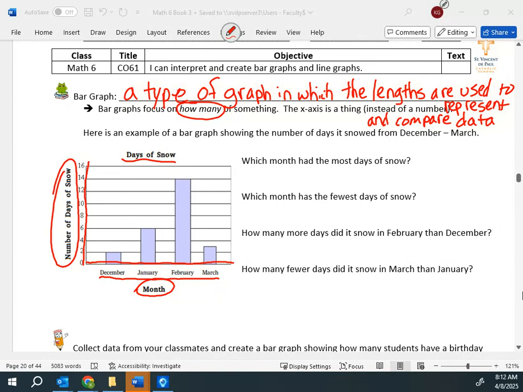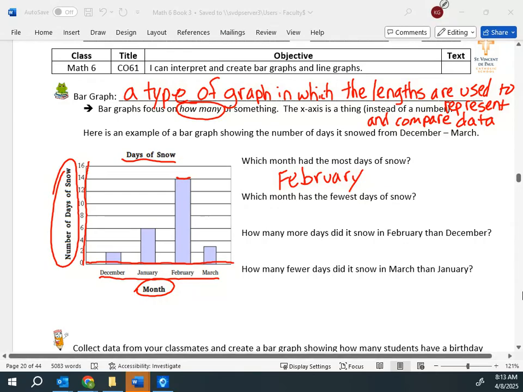Which month had the most days of snow? Maddie? February. We can answer that just by looking at our chart. February has the tallest bar, so that's the easiest answer to fill in. I'm going to have you read the rest of the questions yourself to answer those questions. I'm going to erase and scroll up so we can see how to create our own bar graph.